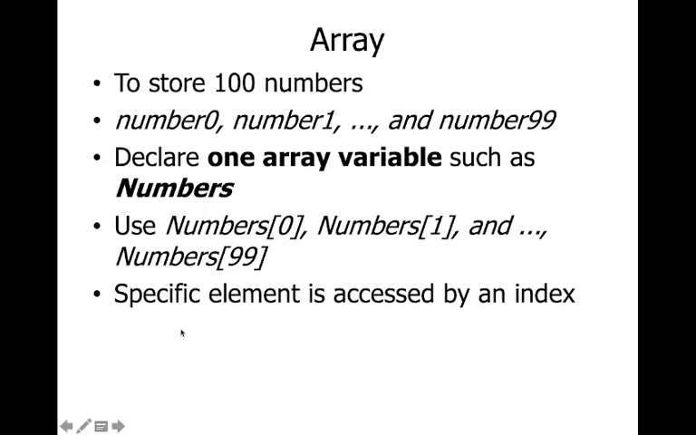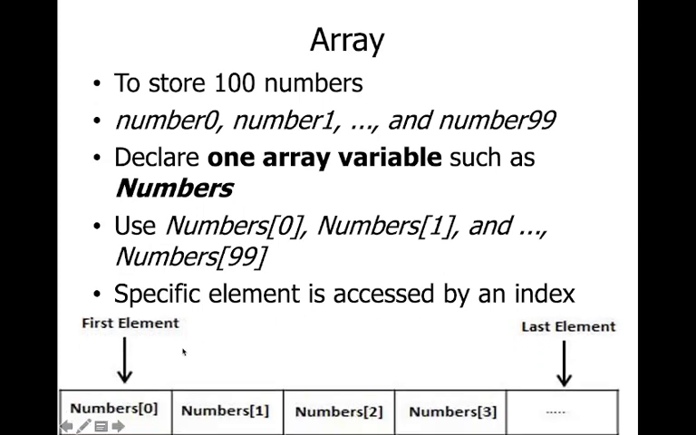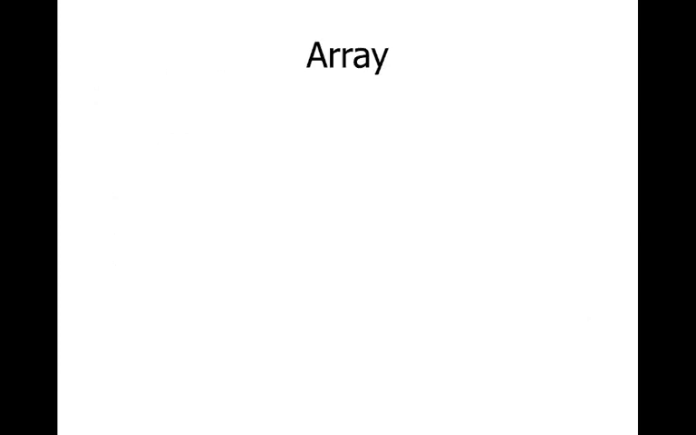So a specific element is accessed by an index. We use this index: numbers of 0, numbers of 1, numbers of 2, numbers of 3, like that. There will be 100 elements, so the last element will be numbers of 99, if you want to store 100 elements. You use the same variable name, numbers, but you change only the indexes: 0, 1, 2, 3. Like that you can use the array.